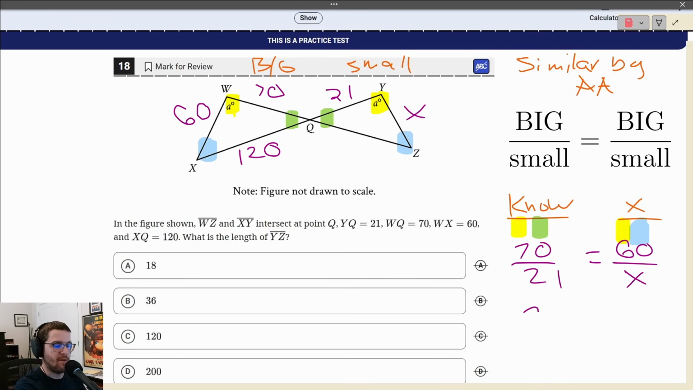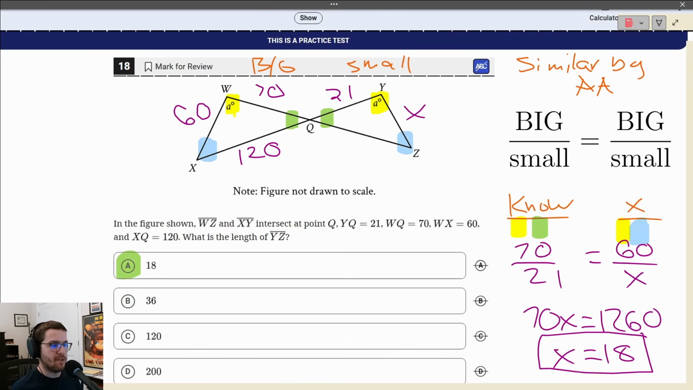And now we just cross multiply and divide. So we get 70x equals 60 times 21, which is 1,260. And now we divide both sides by 70. And we get x is equal to 18.